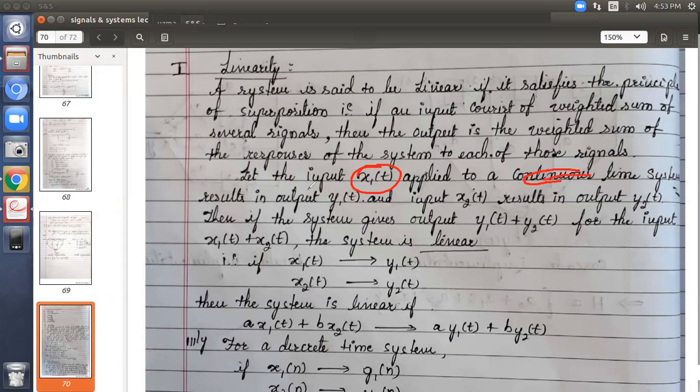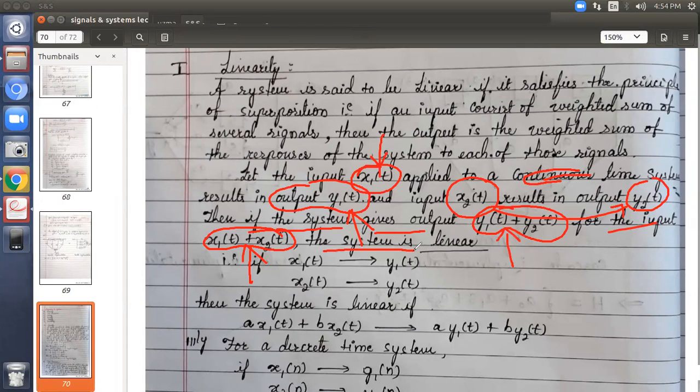For a continuous time system, we have the output y1. Input x1 of t and output is y1 of t. Similarly, if I have x2 of t as input and the corresponding output is y2 of t, then if the system gives the output y1 plus y2 for the input x1 plus x2, if the input is the sum x1 plus x2 and the output is y1 plus y2, then the system is said to be linear.